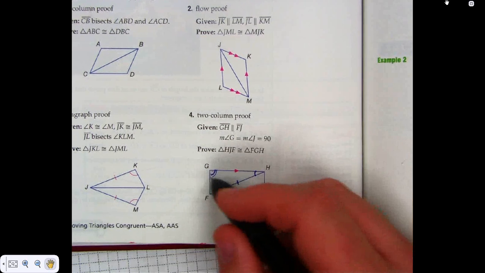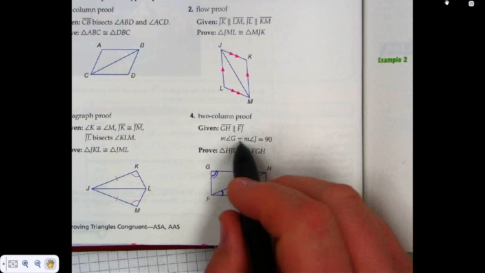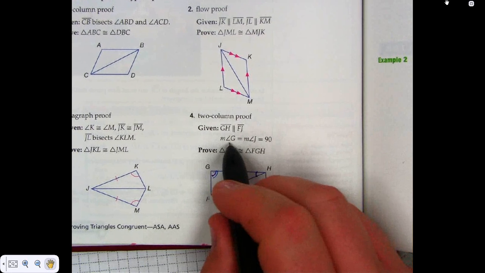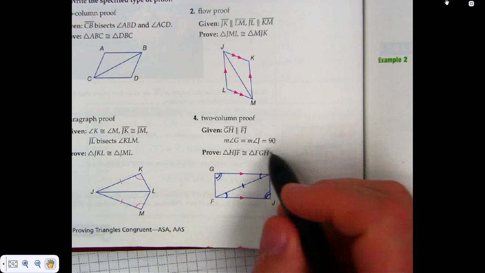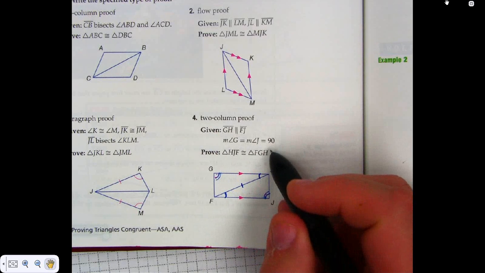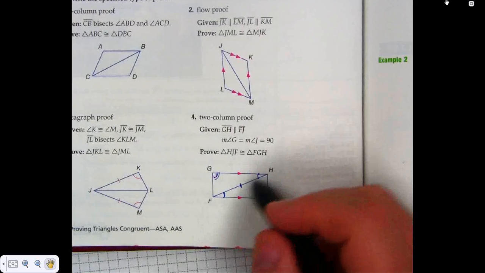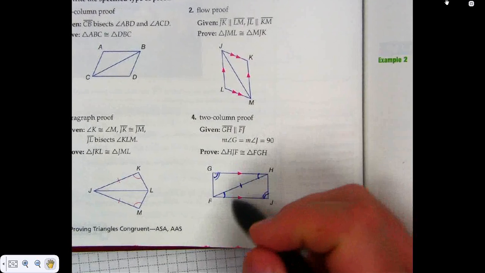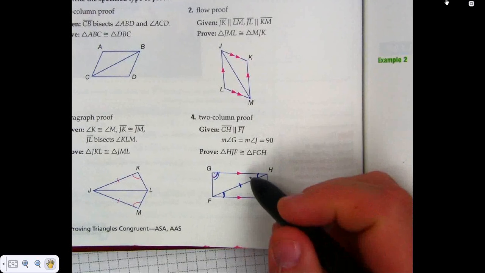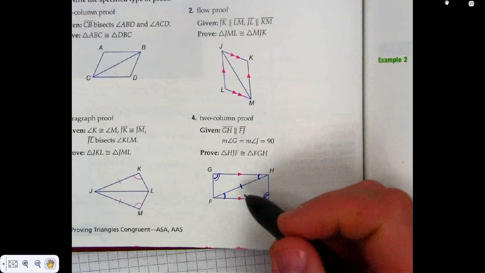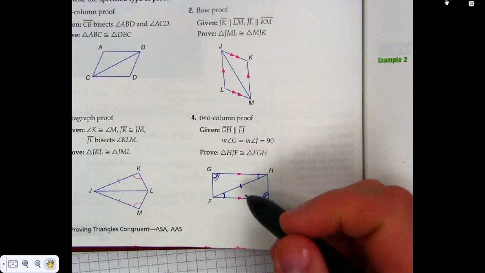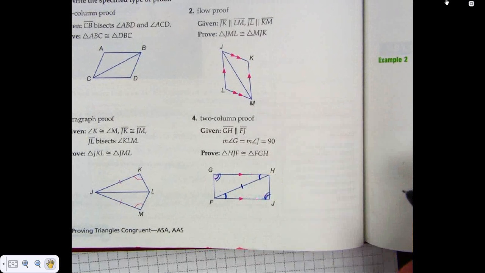So you guys see what you're going to be able to do? They give you that, so you can say the measure of angle G equals the measure of angle J by substitution. And then that makes them congruent. So there's your A. You can say those two are congruent by alternate interior angles. There's your other A. And then the two sides are congruent because they're a common side. And there's your S. And it's angle, angle, side. Right?